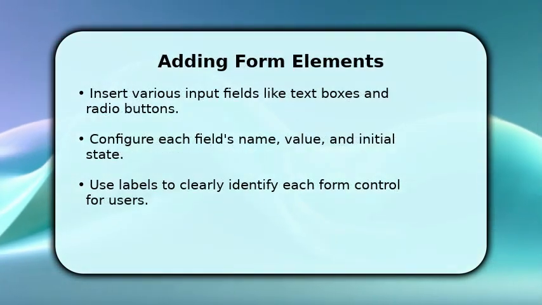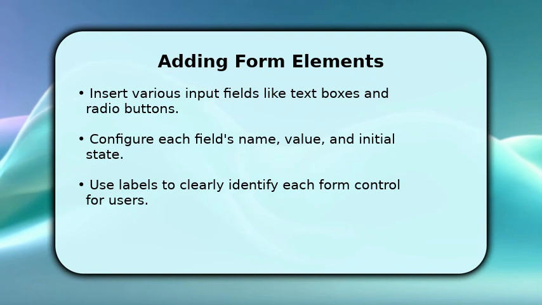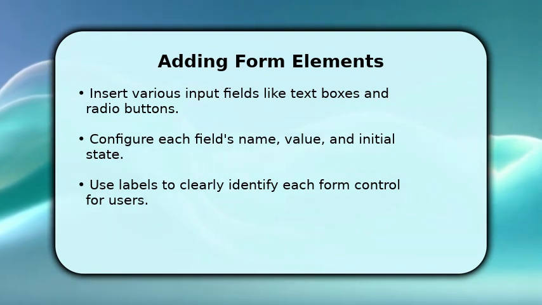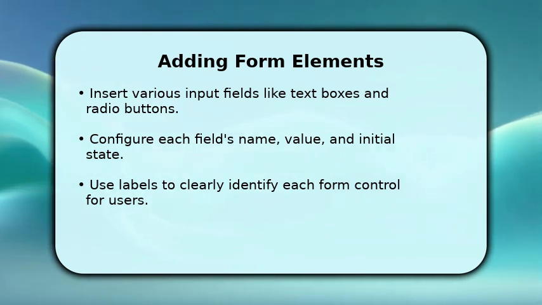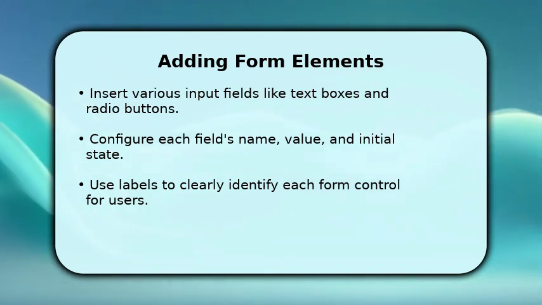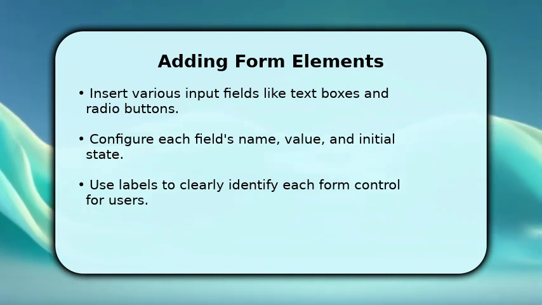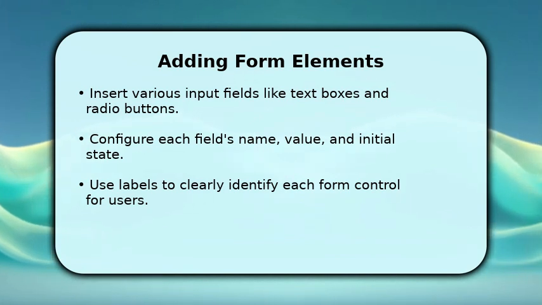Next, you will add individual input fields. Go to Insert, then Form Field, and select the type you need, such as a text field for short answers or a radio button for single choices. Each field requires a unique name for data processing. You can also set an initial value or mark it as checked. Remember to add descriptive labels next to each field, ensuring clarity for anyone filling out your form.